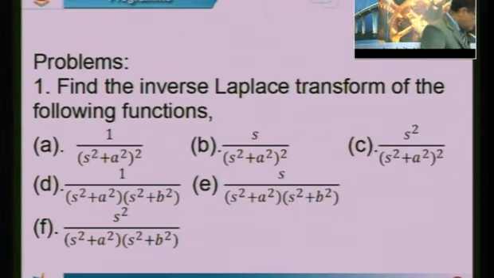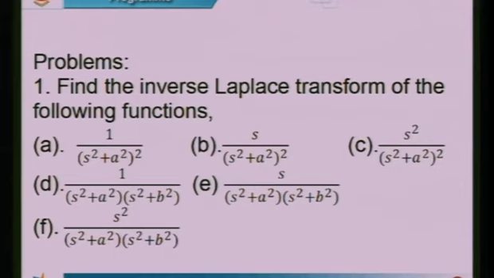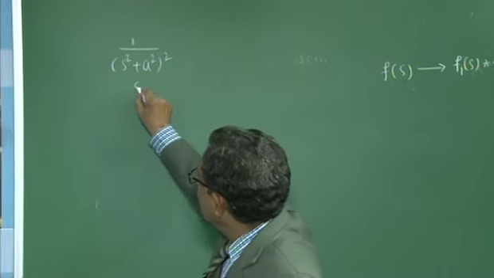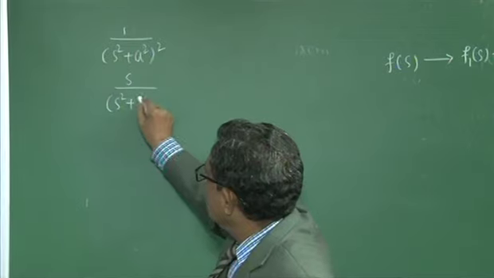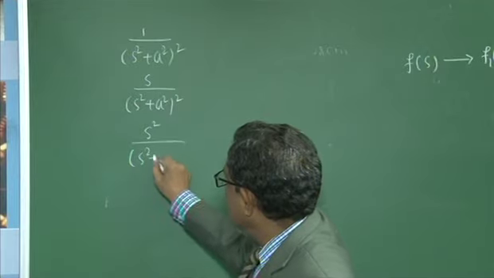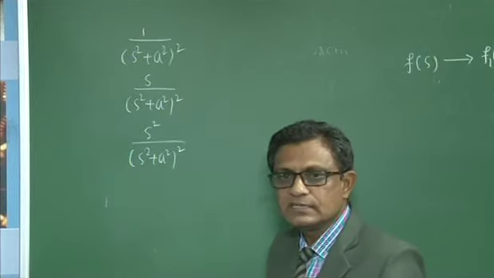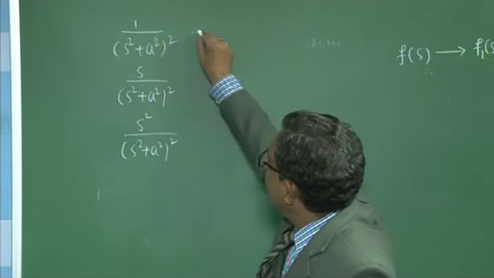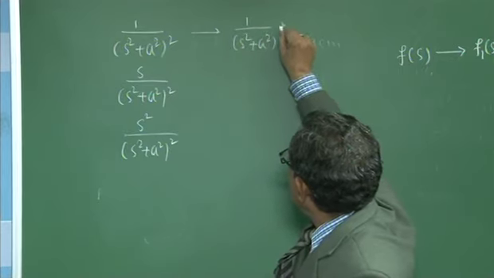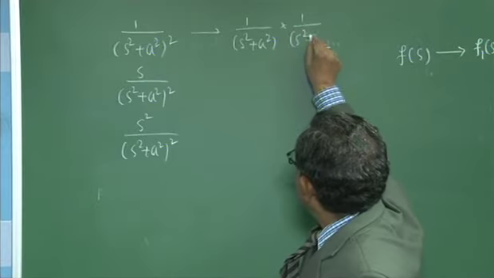Now, here in all these examples you can express the function as a product of two functions. If you consider the first example, 1 divided by (s square plus a square) whole square, or the second one, s divided by (s square plus a square) whole square, or s square divided by (s square plus a square) whole square. If you consider the first three examples, here we can write this one as 1 divided by s square plus a square into 1 divided by s square plus a square.